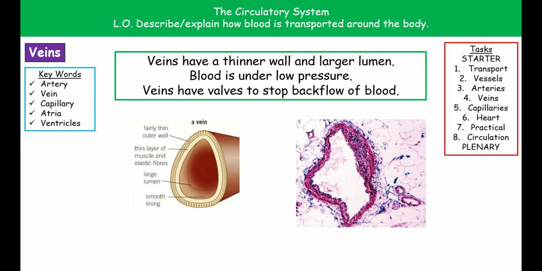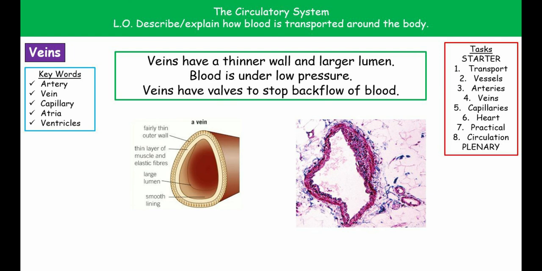Now, because we've got this lower pressure, what we need is a new structure within our vein called a valve. Valves are basically like a flap of skin that's going to allow blood to only go one way, so it stops blood flowing back the wrong way when it's under this lower pressure.